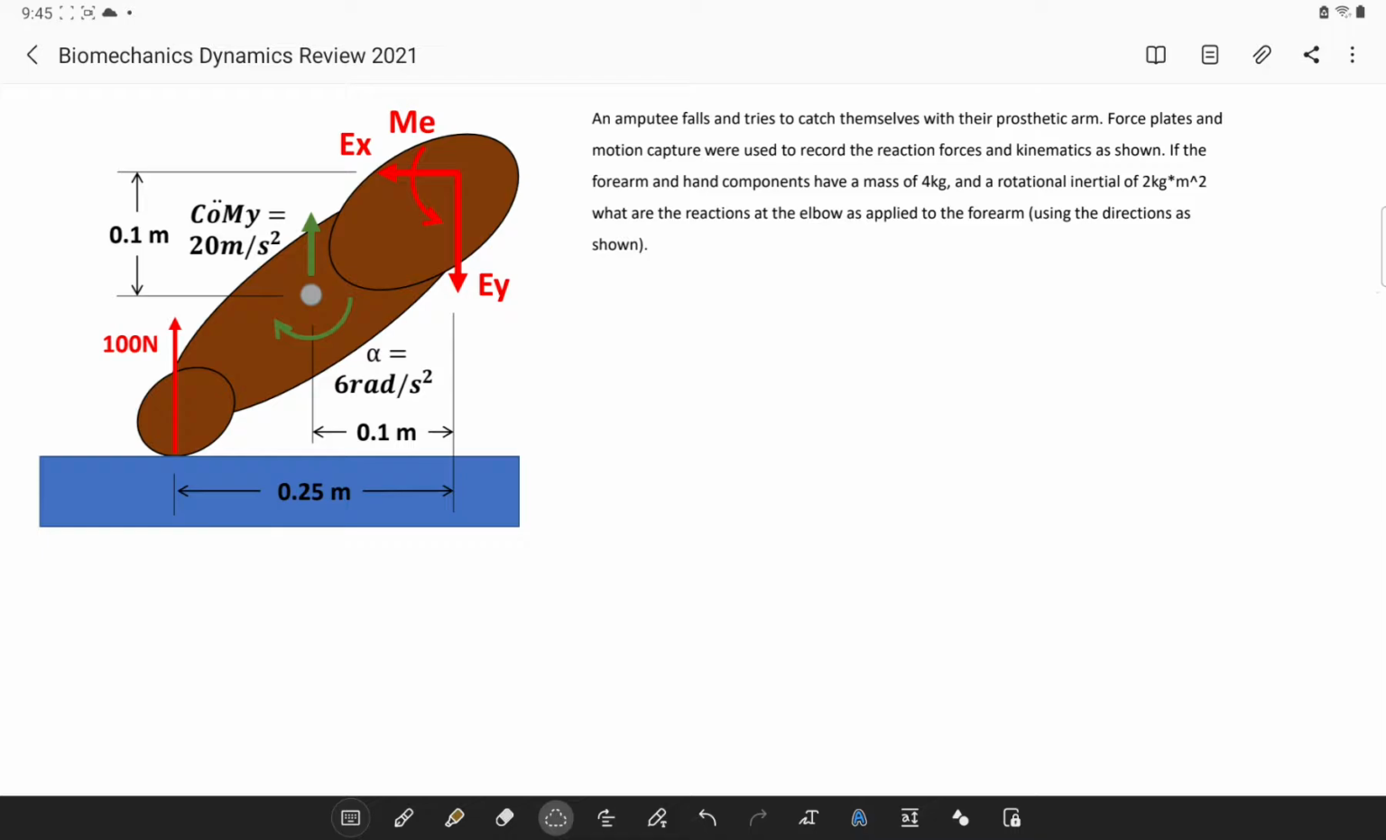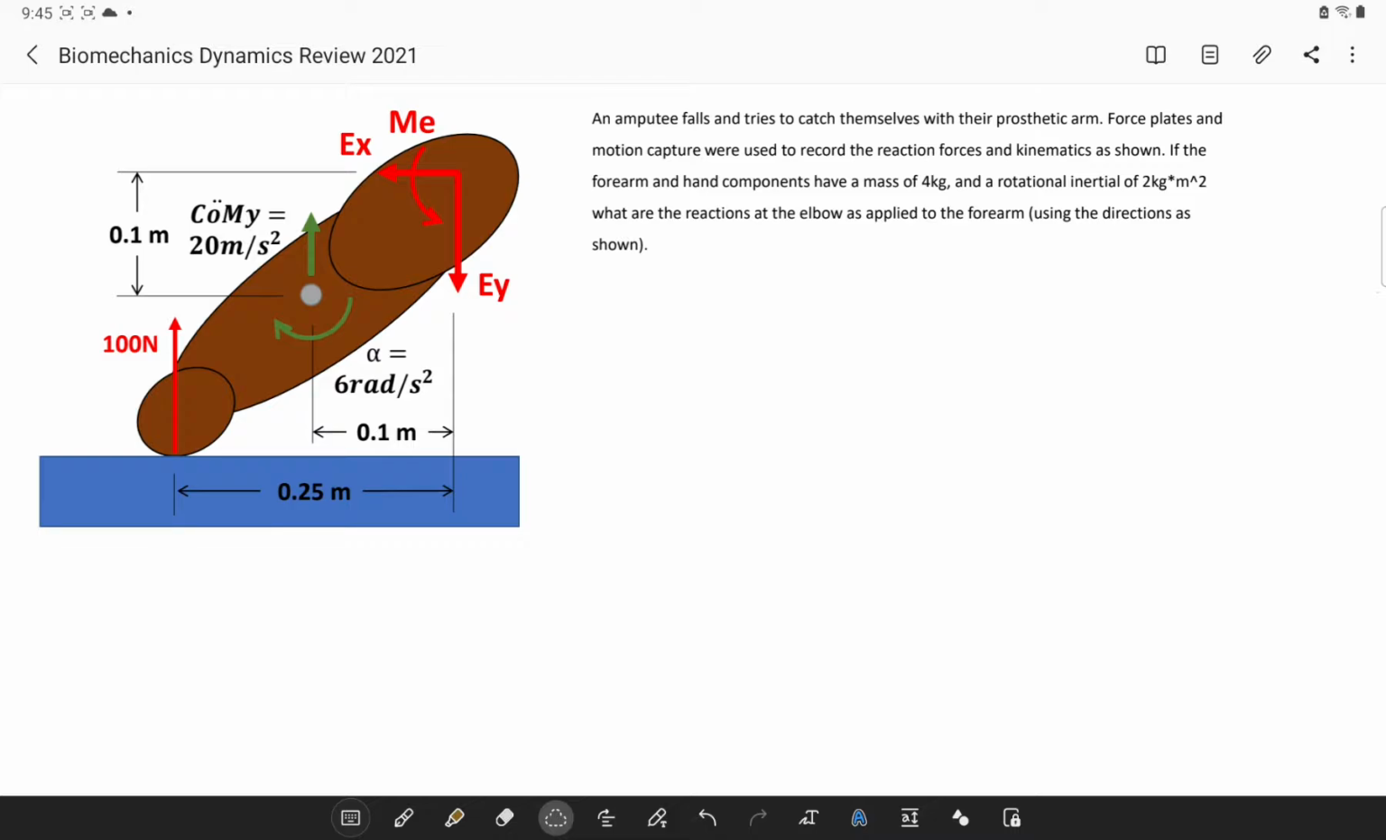All right, so this problem says an amputee falls and tries to catch themselves with their prosthetic arm. Force plates and motion capture were used to record the reaction forces and kinematics as shown. If the forearm and hand components have a mass of 4 kilograms and a rotational inertia of 2 kilogram meter squared, what are the reactions at the elbow as applied to the forearm using the directions as shown?